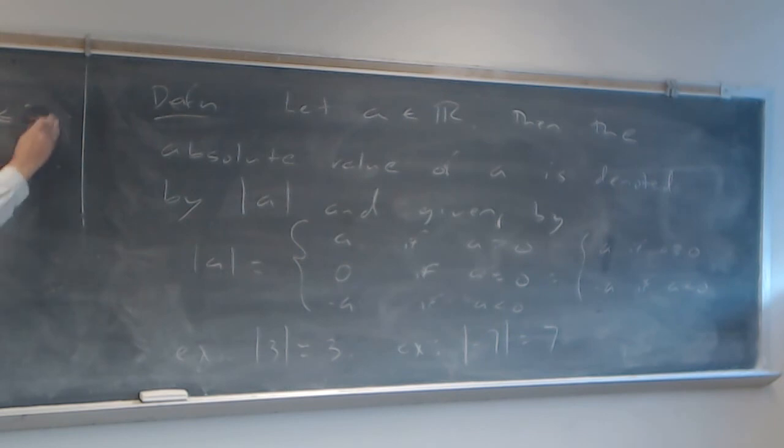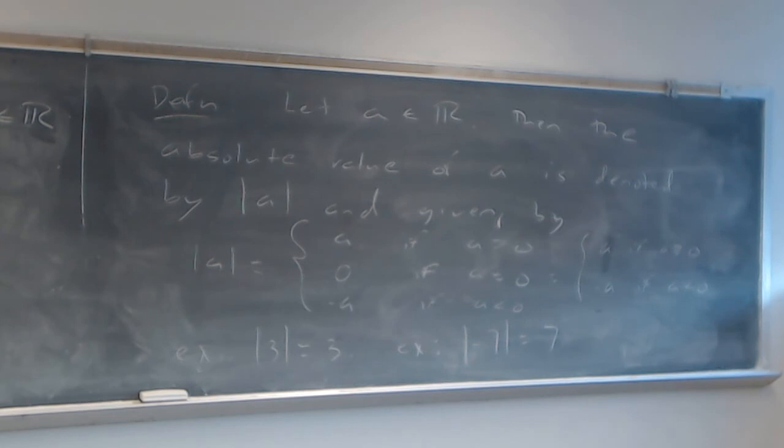Notice the notation. For all is this upside down capital A. Part B. The absolute value of A squared equals A squared for all A element of R. Part C. If C is greater than 0, then the absolute value of A is less than or equal to C if and only if minus C is less than or equal to A is less than or equal to C.